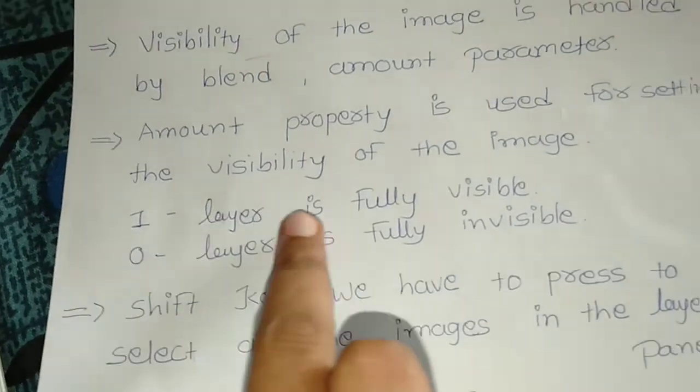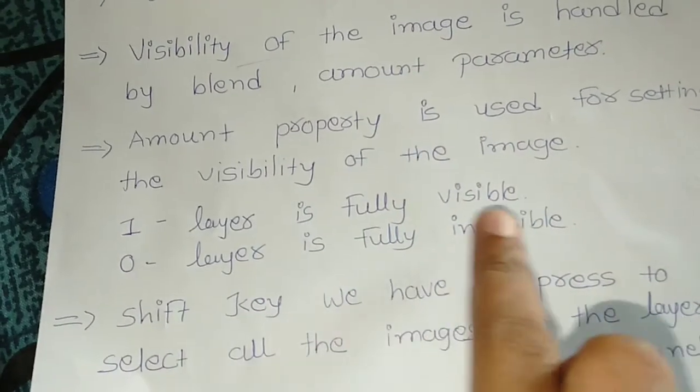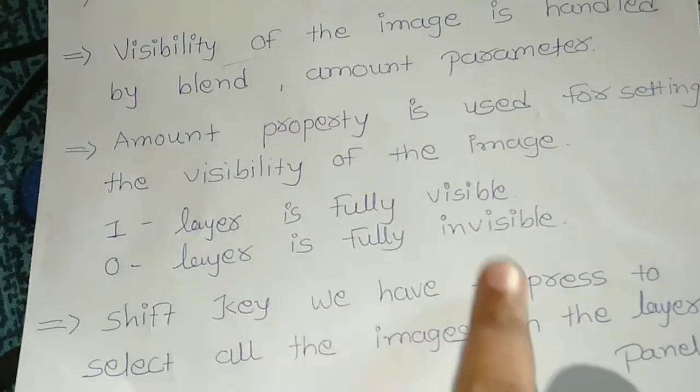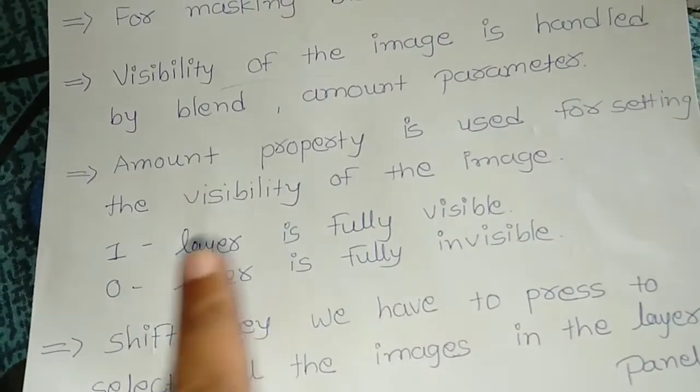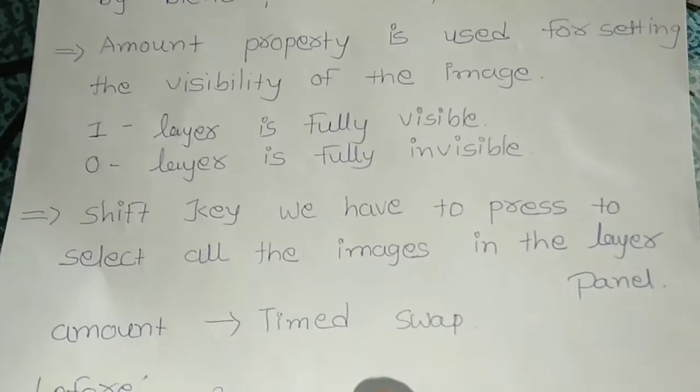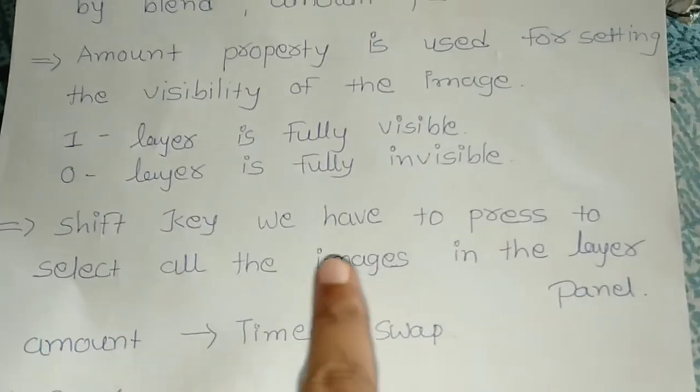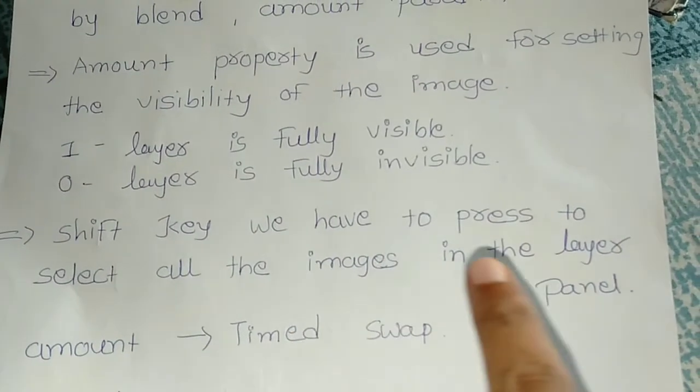The amount property is used for setting the visibility of the image. Visibility means what? 1 means the layer is fully visible, and 0 means the layer is fully invisible. 1 means the layer is fully visible. 0 means the layer is fully invisible.